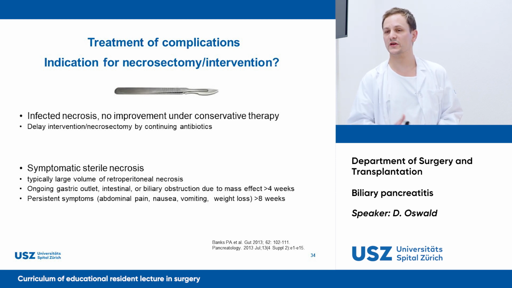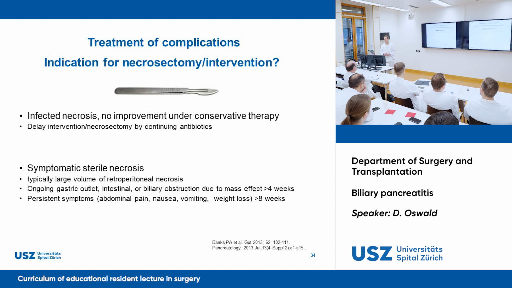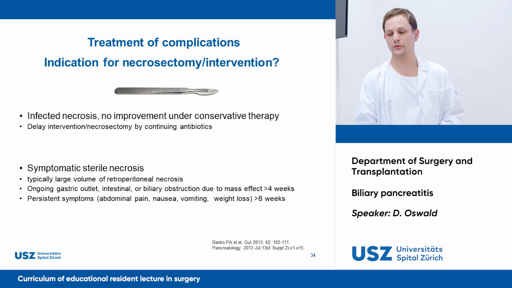At this point, you have what we saw before, this so-called walled-off necrosis. So you only do an operation or an intervention for infected necrosis in the first few weeks if there's no improvement under conservative therapy. Otherwise, you try to delay the intervention or necrosectomy by continuing antibiotics and conservative treatment.